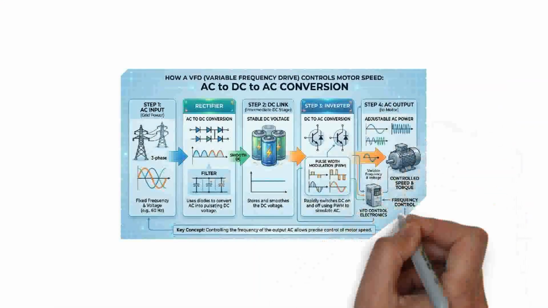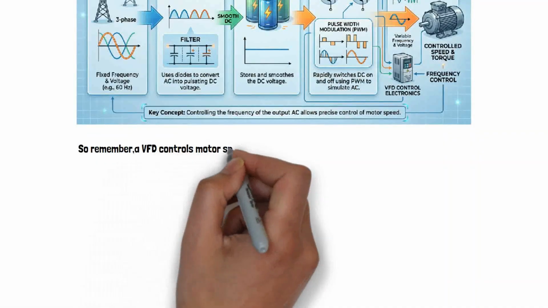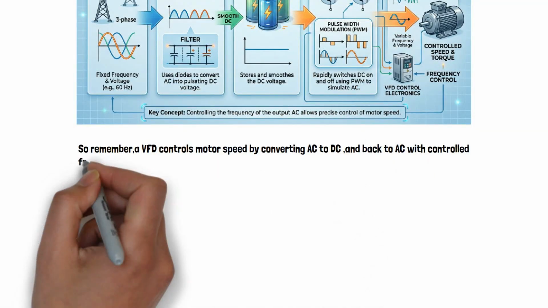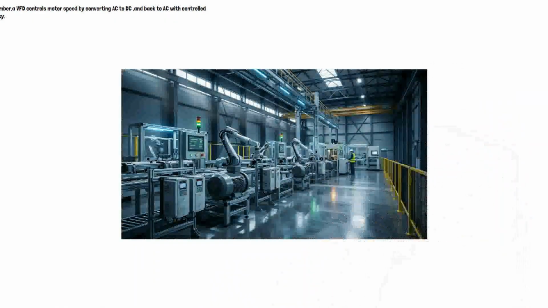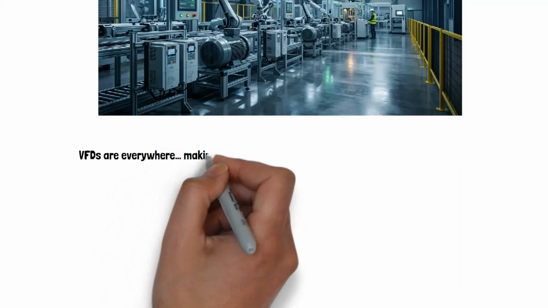So always remember, a VFD controls motor speed by converting AC to DC and back to AC with controlled frequency. VFDs are everywhere, making modern automation smarter, safer, and more efficient.